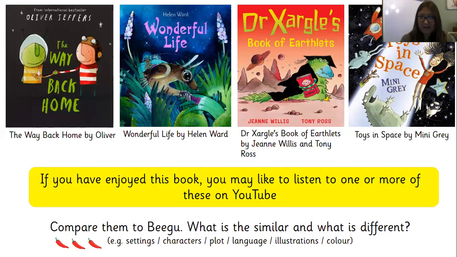Now, when you do that, I would love it if you could compare them to Bigu. What is similar and what is different? You might look at where they're set. You might look at the characters or the plot, what happens in the story. You might look at the language that's used, the illustrations, and even the colours. If you could write these in sentences or bullet points for me, you could even draw a table if you wanted to. I know your teachers would absolutely love to see it.